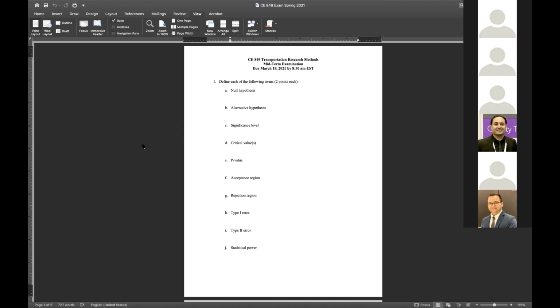The acceptance and rejection regions for the distribution of those test statistics. Can somebody give me a definition for, I guess, either or both of those? They're obviously closely related terms. How about Folarin?